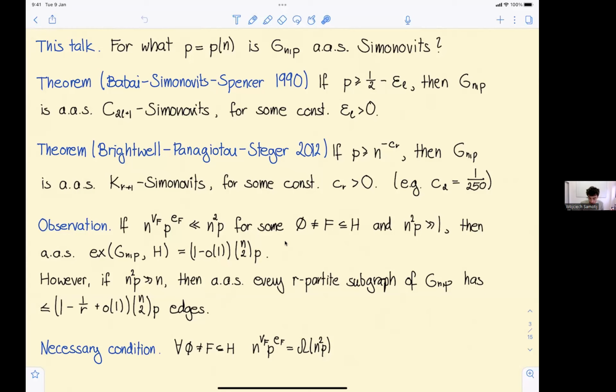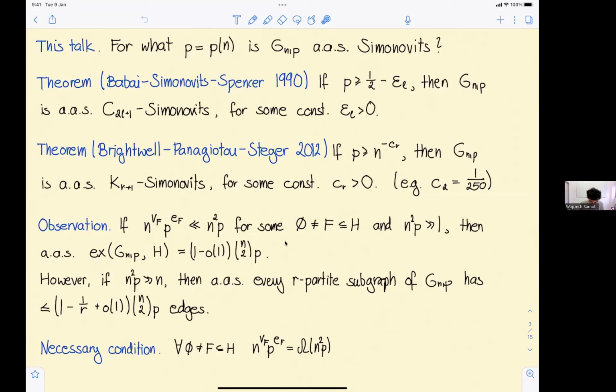Now, what would the optimal condition guaranteeing this be? So let's first talk about possible lower bounds. If G(n,p) is sufficiently sparse, then this will not be true. And to convince you that this is the case, let's note the following observation.